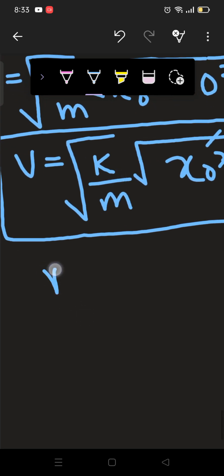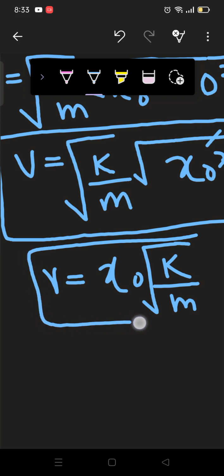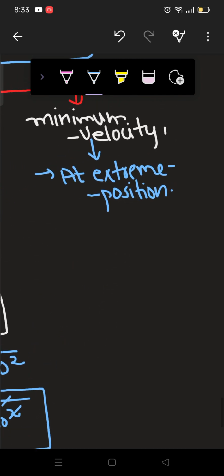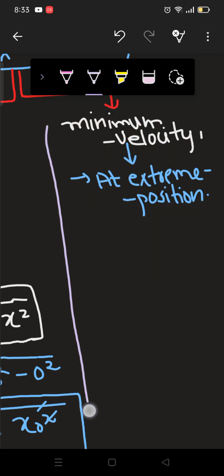So our final formula is v is equal to x naught under root k over m. This is the final formula for finding the maximum velocity, which we are going to find at the mean position, right? v is equal to x naught, where x naught is the maximum displacement from the mean position to the extreme position, times under root k over m, right? Now you are going to have your minimum velocity at the extreme position, right?